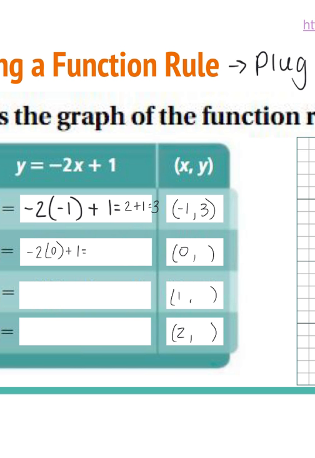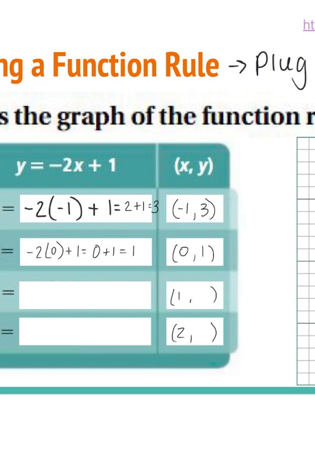Negative 2 times 0 is gonna give us 0, and then we're just gonna add 1 to that and we'll get 1. So our next coordinate is 0, 1, because that was our y coordinate, or y portion of the coordinate.